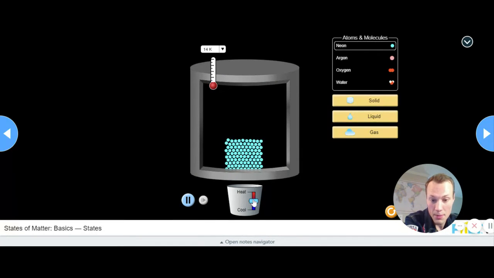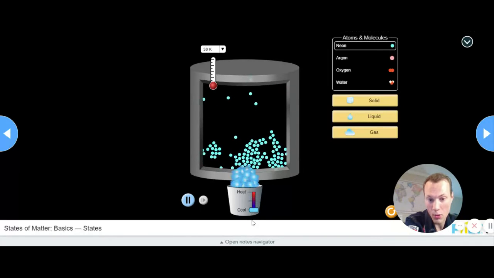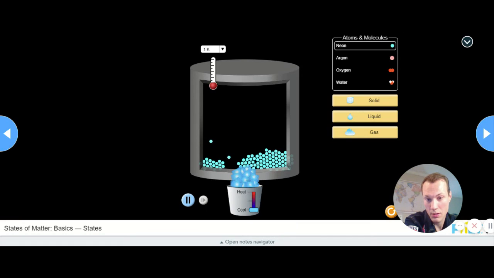You're going to play around. This lever, pull it up, add heat. They get a little bit moving farther apart. Farther. All of a sudden, they're super far apart. Now watch what happens to cold. They're losing their energy, coming back together. Forming a solid.